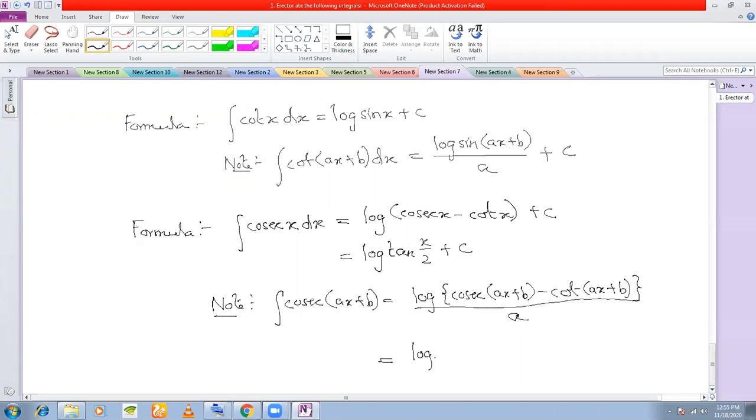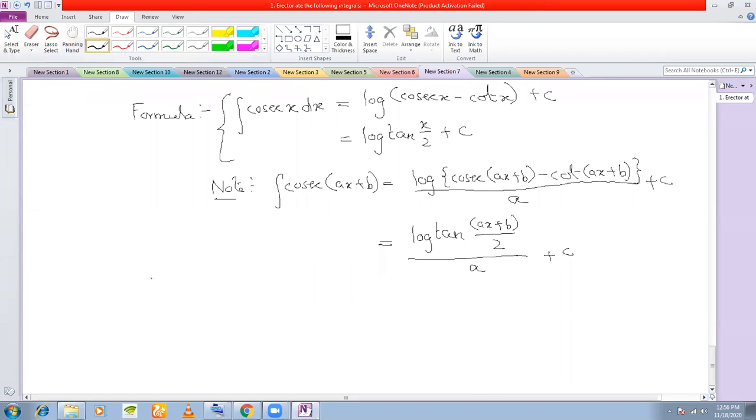Also, if you want to write in terms of tan, it will be log tan((ax plus b) divided by 2) whole divided by the derivative of ax plus b, which is a, plus c. Okay, this is just for your information. Basically, what you'll have to remember is these two. So, coming to the proof, I'll show you the first one and then the second one also.